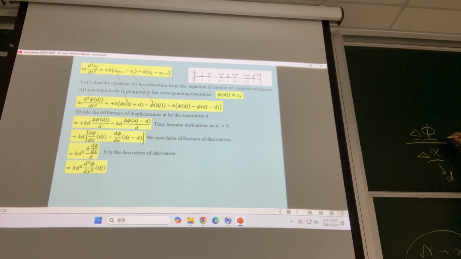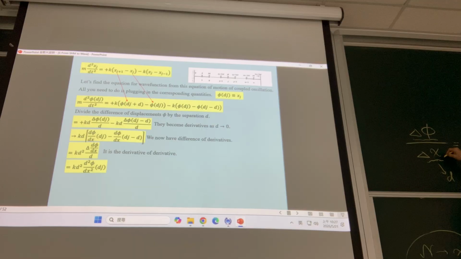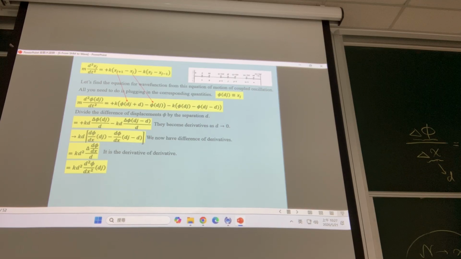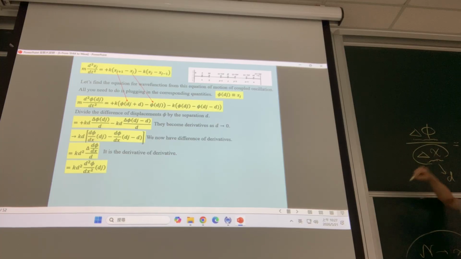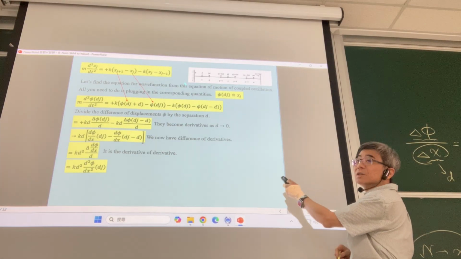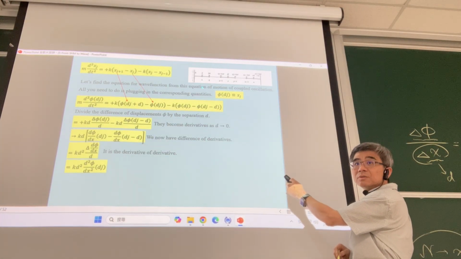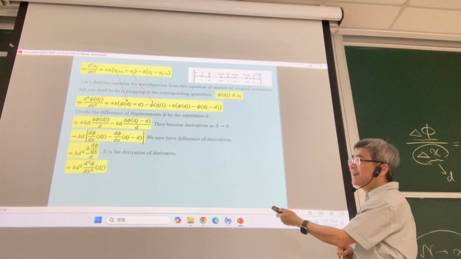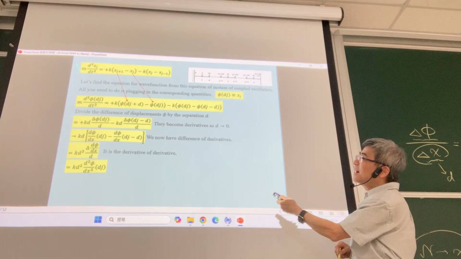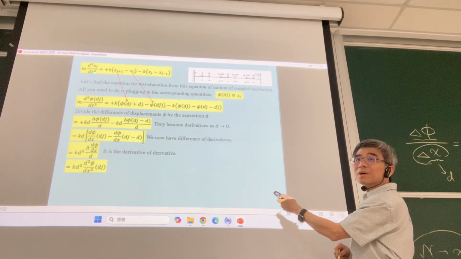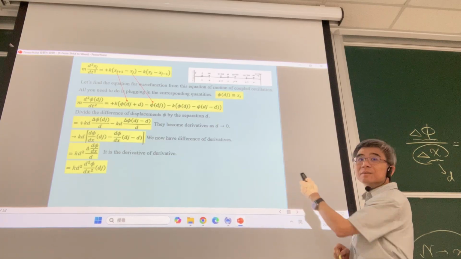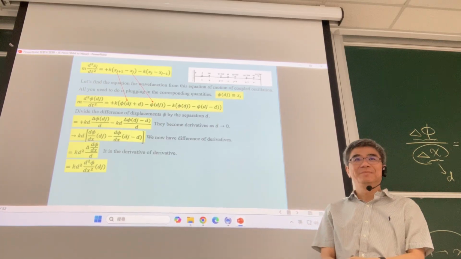Again, delta phi over delta x is equal to d phi dx. You only need to recognize here delta x is the difference between adjacent particles. So it's d. And delta phi is the difference between function at adjacent particles.